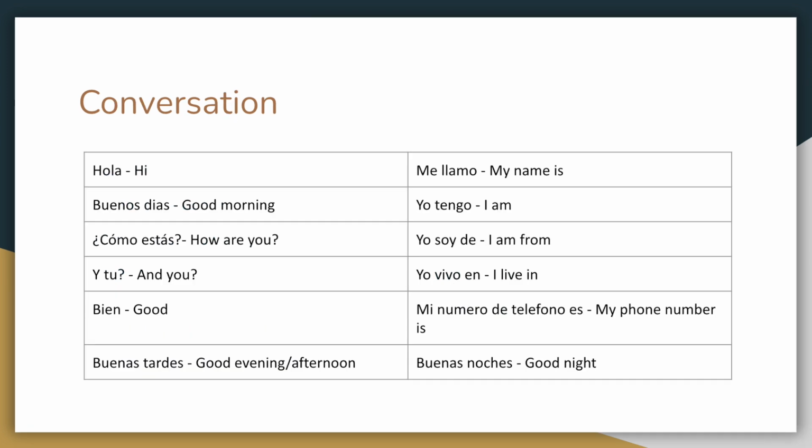So finally, if we take a look at all the words we learned, hola means hi. Buenos días means good morning. ¿Cómo estás means how are you? Y tú means and you. Bien means good. Buenas tardes is good evening or good afternoon. Me llamo is my name is. Yo tengo is I am. Yo soy de is I am from. Yo vivo en is I live in. Mi número de teléfono es is my phone number is. And finally, buenas noches means good night.